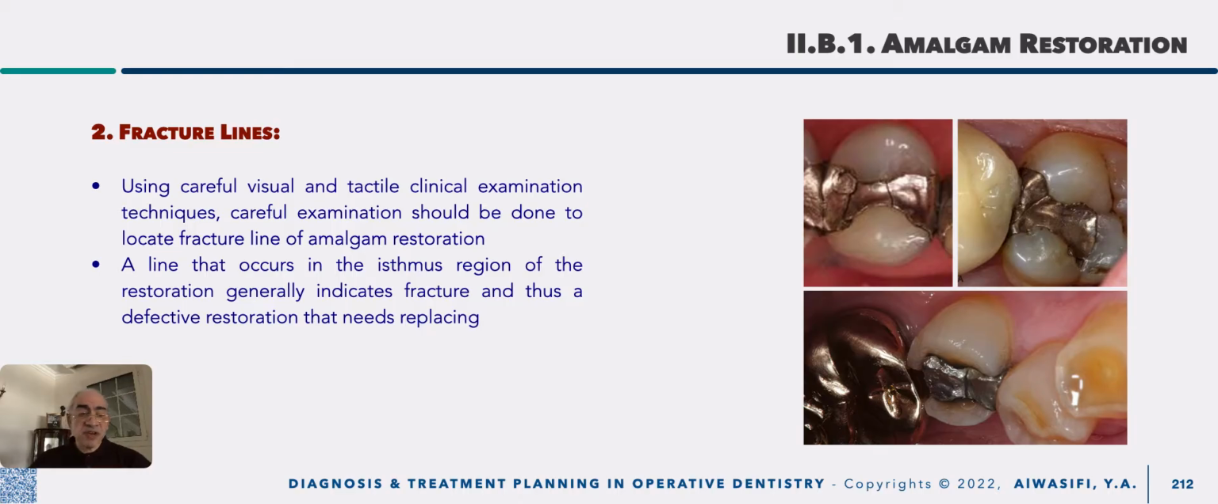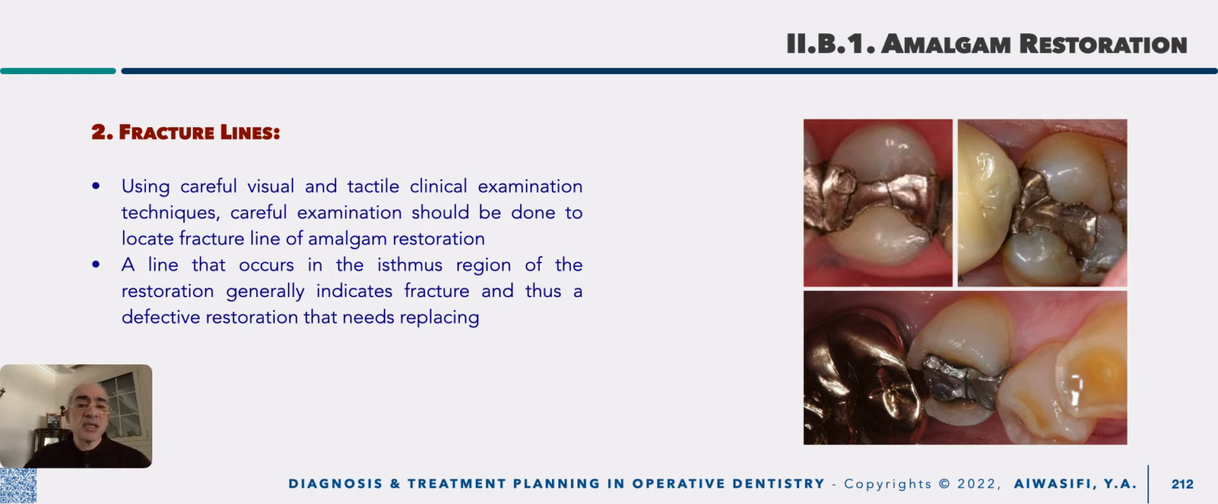Then comes fracture lines. Fracture lines could be diagnosed visually, by tactile examination, or by using a microscope. And the most common area is always the isthmus portion. As you remember from the cavity preparation of amalgam restoration, this is a critical area, and you should narrow it to be within 1/4 to 1/3 of the intercuspal distance between the buccal and lingual cusps at the proximal area.